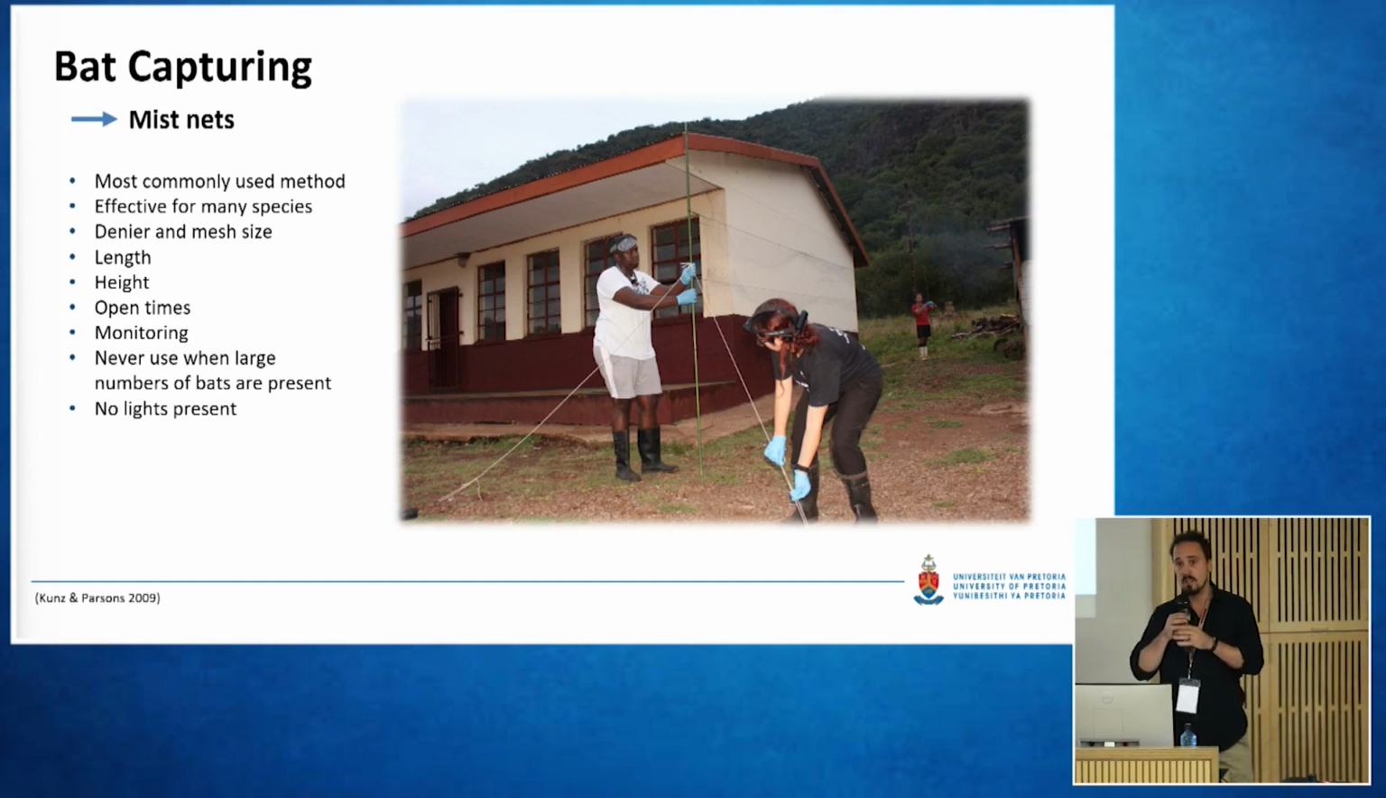Then you also get a variety of mist net lengths. It varies basically from 3 meters to about 15 meters. You get larger ones as well. And the ones you use just depend on the area where you've got to place them.